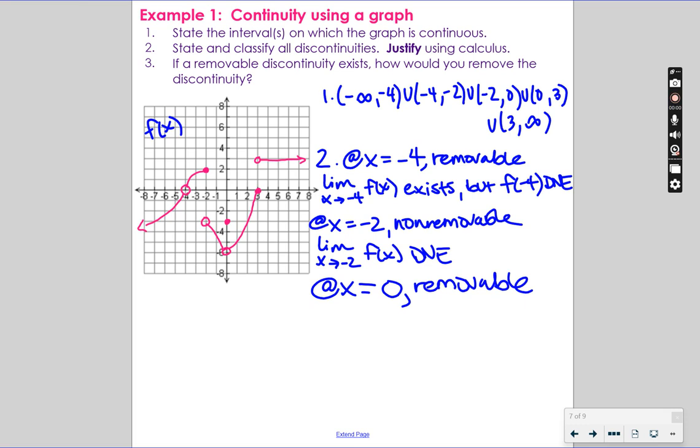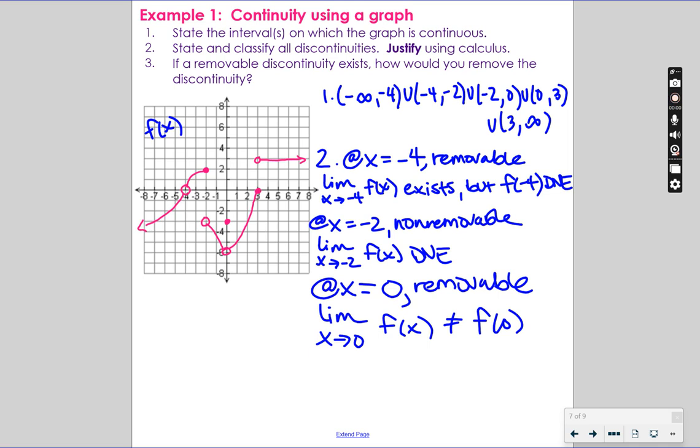Okay, is this the same situation as the last one? This is the other situation because the point is there. So here's how we're going to write it. We're going to say the limit as x approaches 0 of f of x does not equal f of 0. Because there is a point there, it's just not equal to where the limit is.